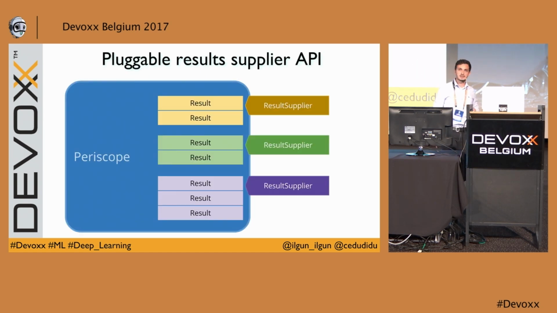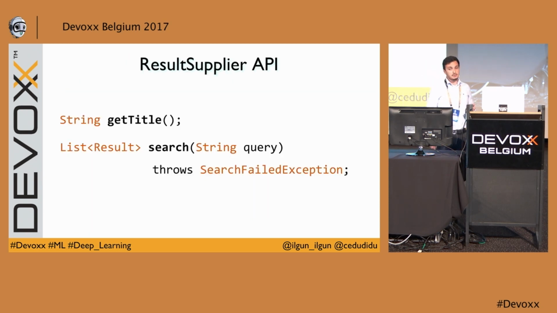So this is the main Periscope. As I mentioned before, there are result suppliers, which supply those results that we happen to show to the user in the end. These result suppliers are quite easy to write. They are completely pluggable to the tool. And this is how it looks.